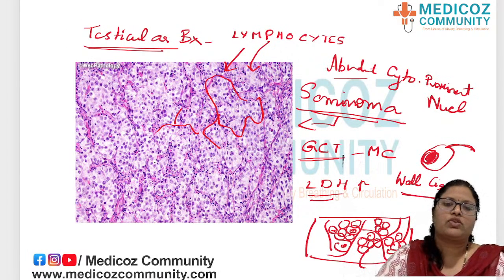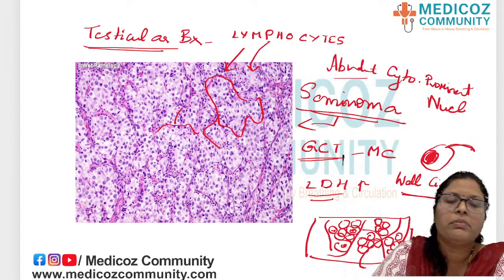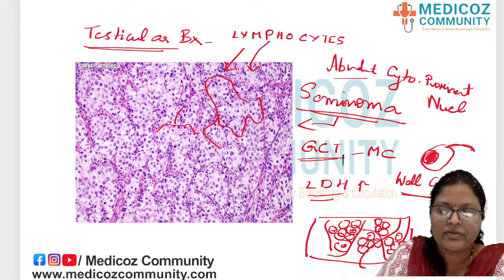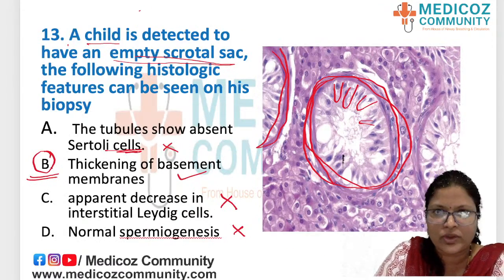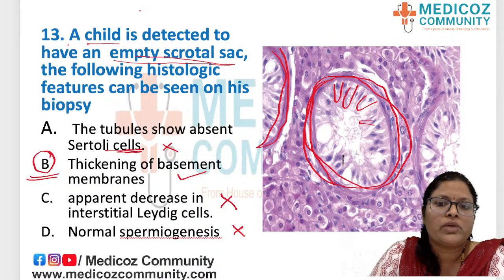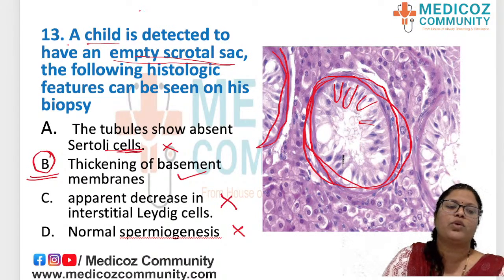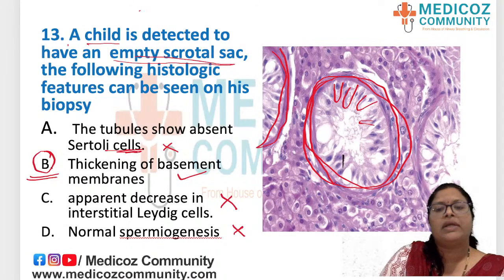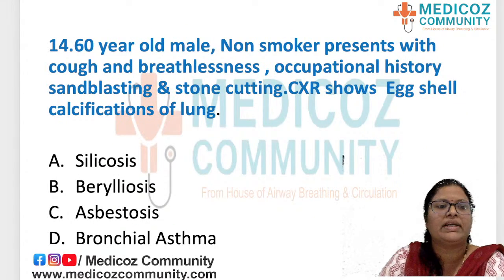I think you're clear with the question. In this particular question, I showed you the microscopic features of a cryptorchid testis. Testicular atrophy is also different. So what you find in testicular atrophy, what you find in a cryptorchid testis, and what you find in a seminoma, all these microscopic findings you should be thorough with. We'll move on to the next question now.